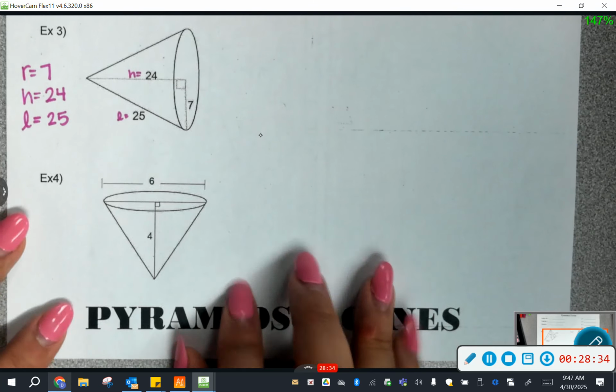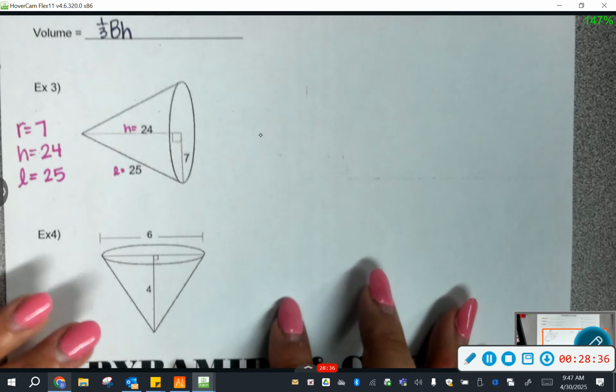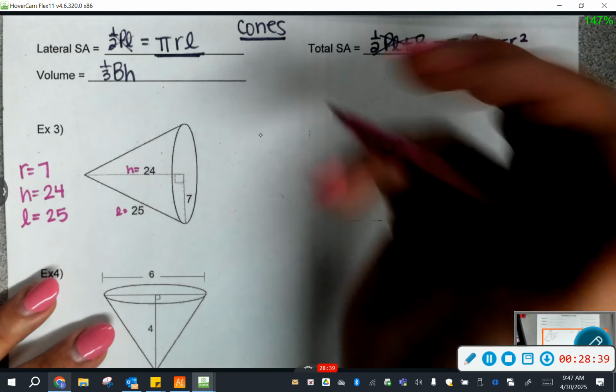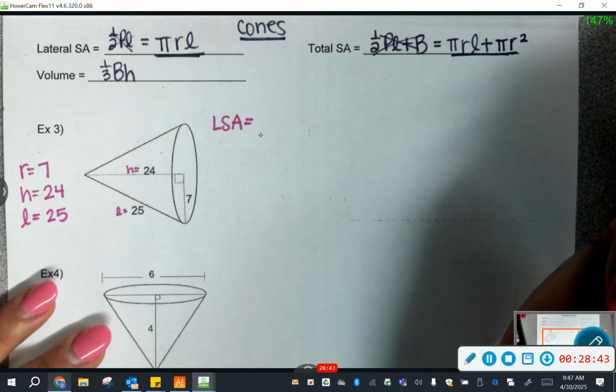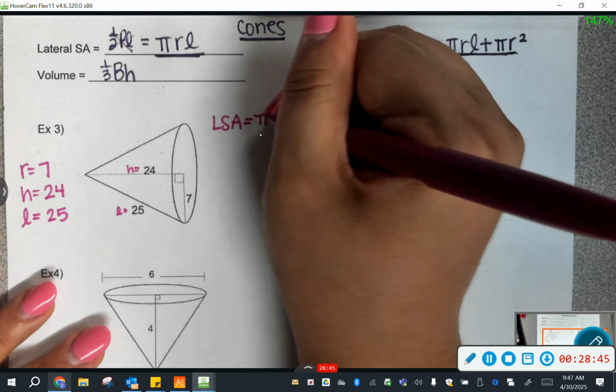All right, now that I know that, that's all I need to know for this whole thing. Y'all ready? Let's plug in. My LSA. What's the formula for LSA? No, the one for cones.